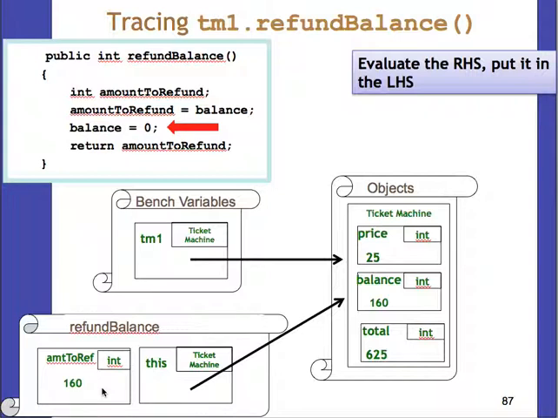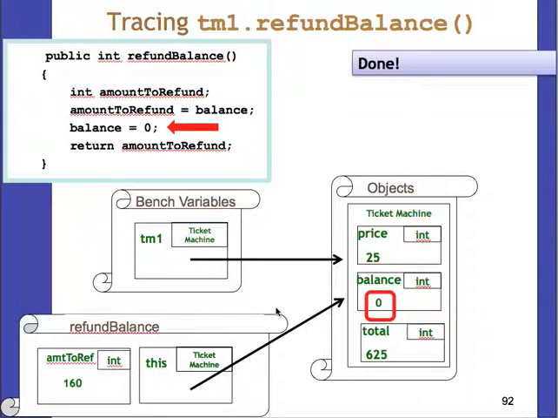Balance gets 0. Again, evaluate the right-hand side, put it in the left. So we look at the right-hand side, that's easy. That's 0. It's just a number. We're going to put it in the left-hand side. We look in here, but it's not in here. So we follow the arrow. We say, oh yeah, look, there's balance. Okay. So now we're going to put into this box 0.